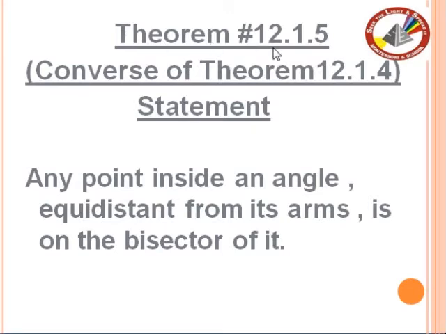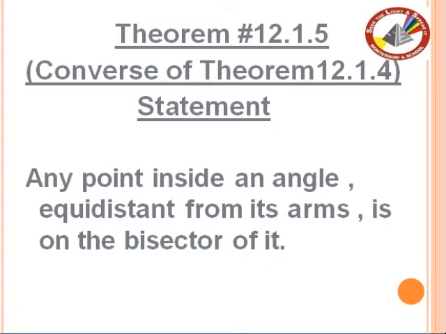Now we are going to prove theorem number 12.1.5. Theorem number 12.1.5 is the converse of theorem number 12.1.4. Converse means its statement is the reverse statement of theorem number 12.1.4. In this statement, we have: any point inside an angle equidistant from its arms is on the bisector of it. Again we have a point which is at the same distance from both arms of an angle, and we are going to prove that it is lying on the bisector of this angle.